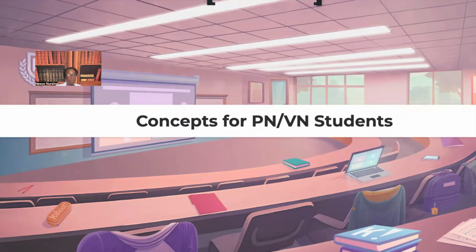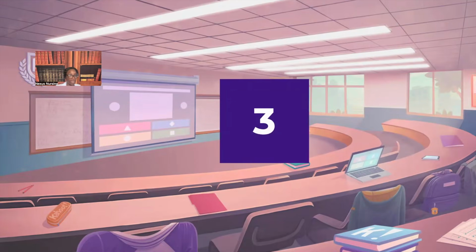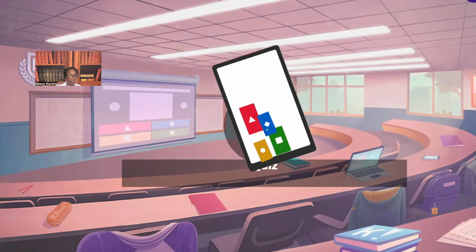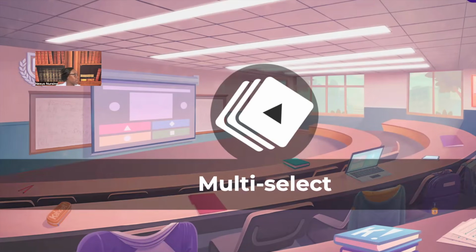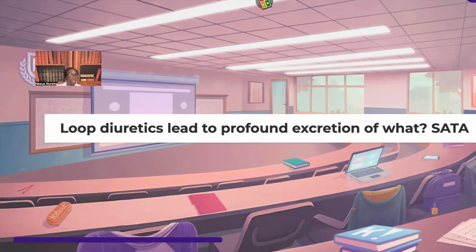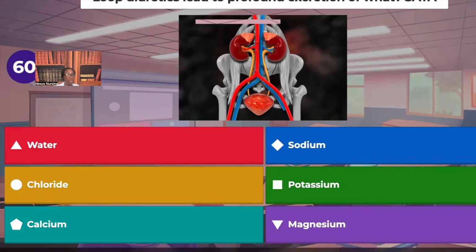Okay, first question. Concepts for PNVN students. Select all that apply. All right, loop diuretics lead to profound excretion of what? Here are your options: water, sodium, chloride, potassium, calcium, magnesium. Again, loop diuretics lead to profound excretion of which electrolytes? Select all that apply. What do you guys think?